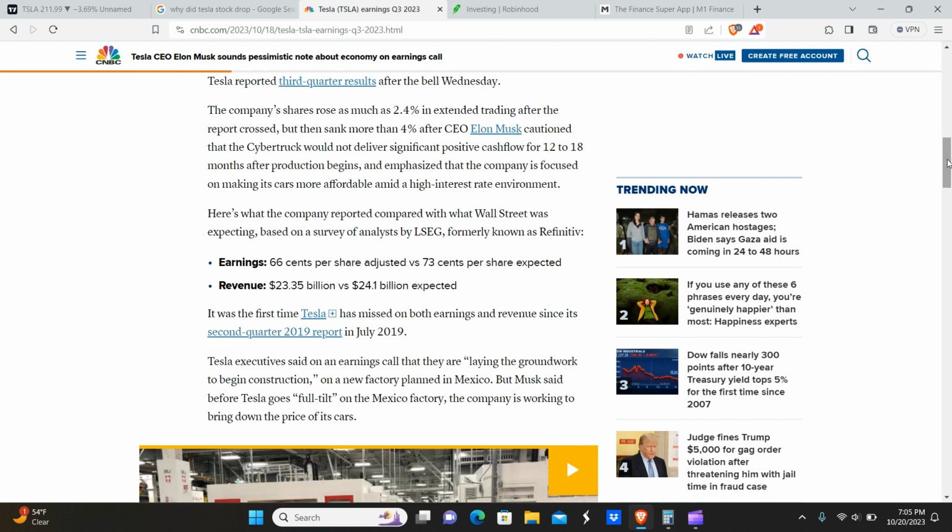Another thing that he said that I think markets probably didn't like too much is basically saying that the Cybertruck would not deliver significant positive cash flow for 12 to 18 months after production. And the company is focused on making its cars more affordable amid a high interest rate environment. So that's kind of a double whammy in terms of bearishness.